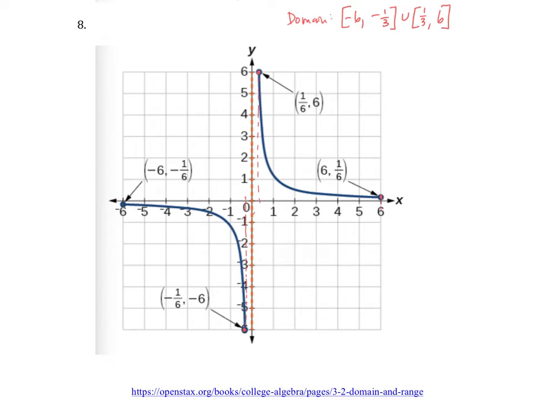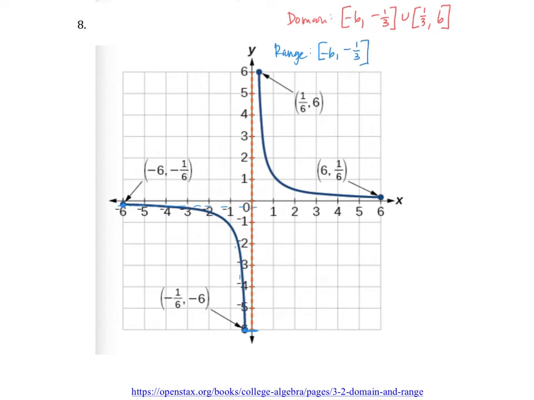Okay, now let's look at the range. All right, so range, remember that's bottom to top. So I'm going to start with this left piece. The bottom value is here, so that's associated with a -6. And then it goes up, right? It keeps going up until I get to this dot. And that looks like it's about -1/3.